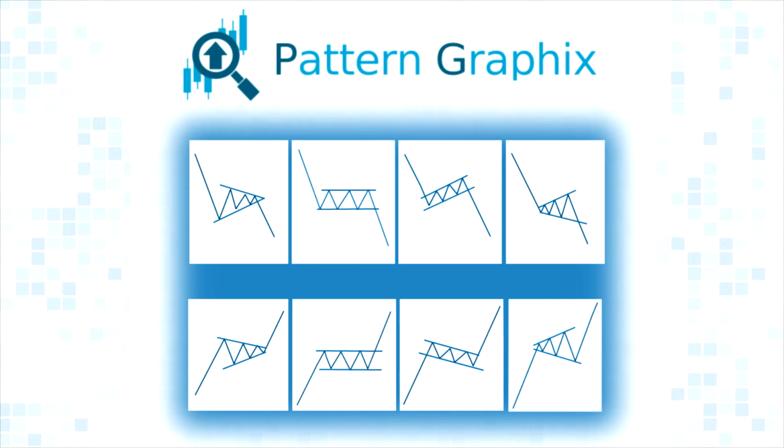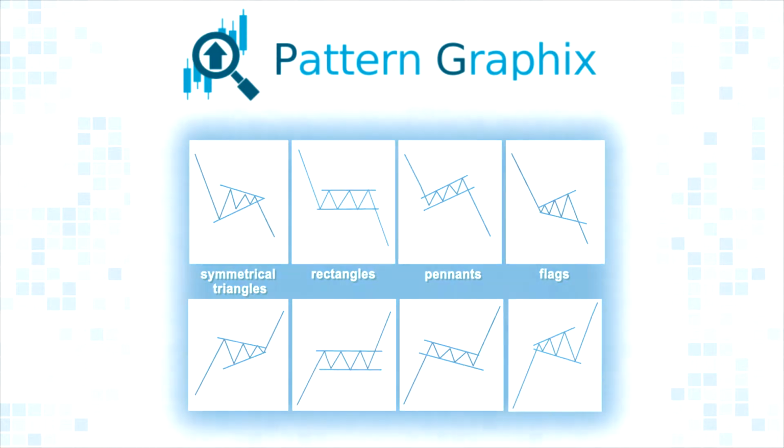Pattern Graphix helps to identify the trend continuation pattern on time and calculate the deal's parameters depending on the pattern's type. Pattern Graphix can detect 8 most commonly used trend continuation patterns. Among them are symmetrical triangles, rectangles, pennants, and flags. Considering that bullish and bearish patterns simply mirror each other, we will review 4 basic patterns.